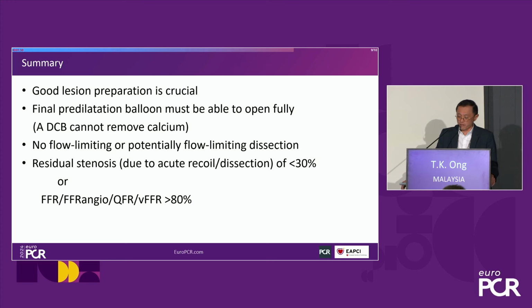The dissection must be not flow limiting or potentially flow limiting. So if you look at the pattern of the flow, then if you're worried, of course that's not suitable for DCB. But if the flow is flush and fast and very good, it's not flow limiting. If you have problem trusting your eye to tell you whether the flow is good or not, then of course you do a functional assessment, either using a pressure wire FFR, or you can use angiography-derived FFR, and there are many software, like the one you've just seen, the FFRangio from CathWorks, but also you have QFR, vFFR, MuFR, so many FRs, right? And they're all more or less the same, right? So if the assessment is good, then the flow is good, right?